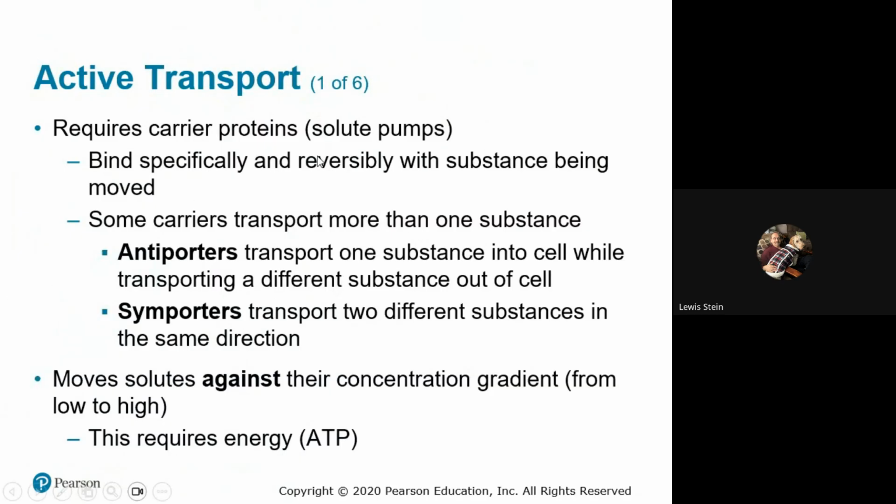So when we use the term pump, it is synonymous with active transport. So if you see proton pumps, that's a form of active transport. Sodium-potassium pumps, form of active transport. We are very frugal in the expenditure of energy.